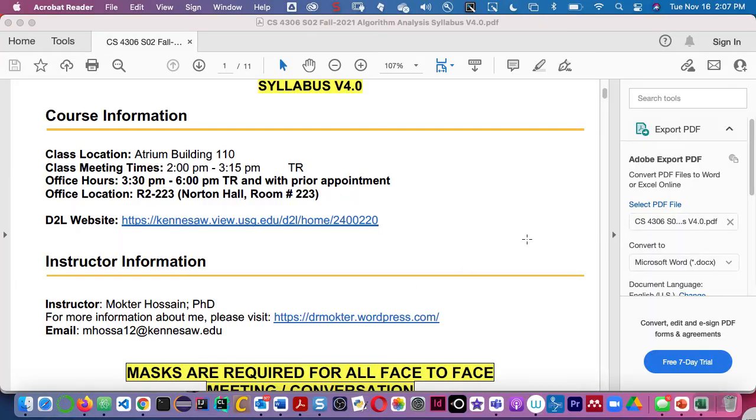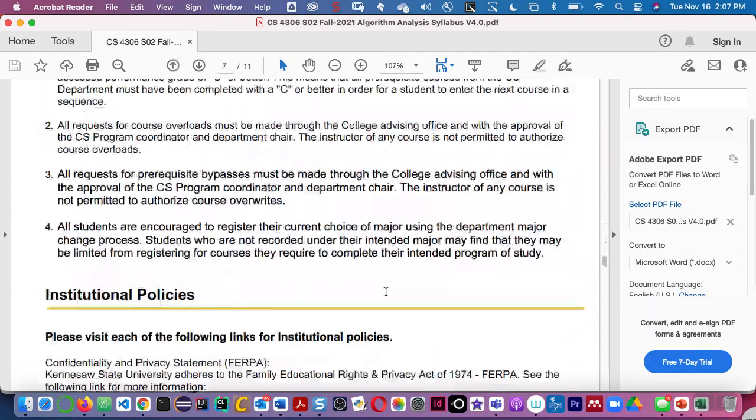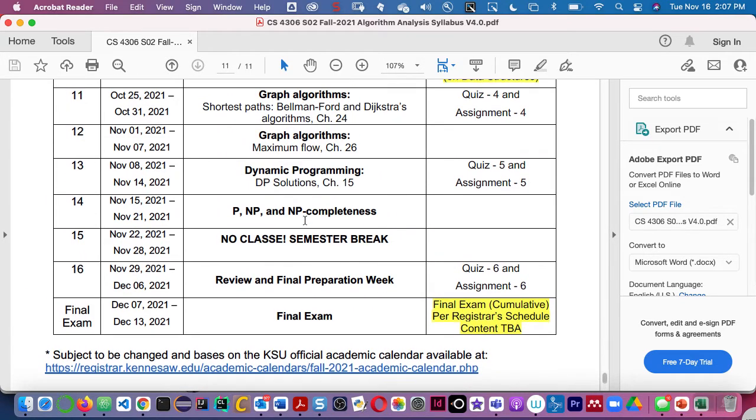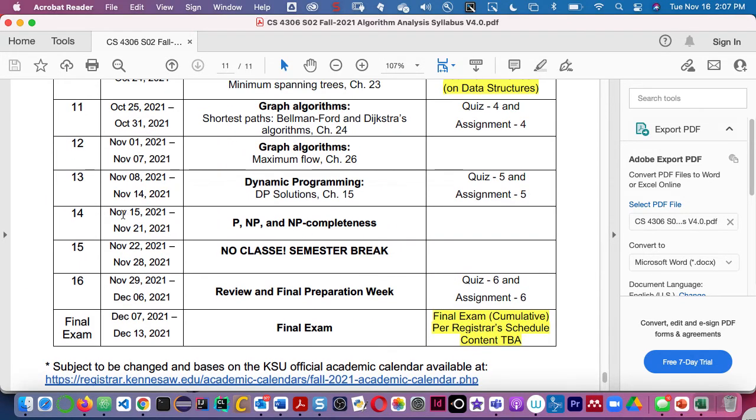As usual, let us see our syllabus. According to our syllabus, we are almost at the end of the semester. We are in week 14, right? This week we are supposed to discuss P, NP and NP completeness. We will discuss this in our next lecture. Please do not miss our next lecture. Maybe it will be an interesting discussion.